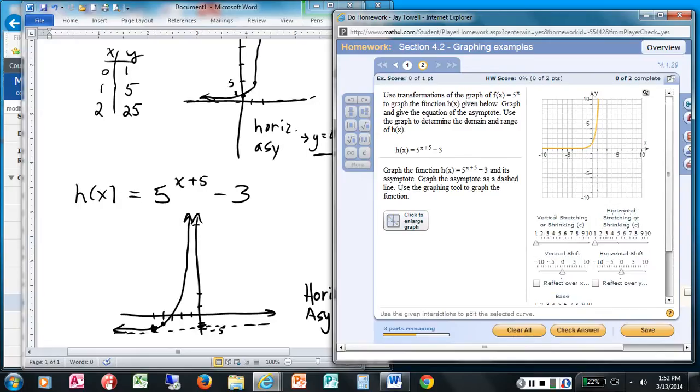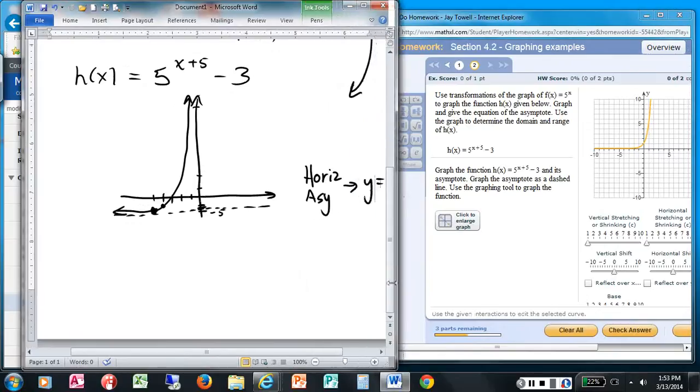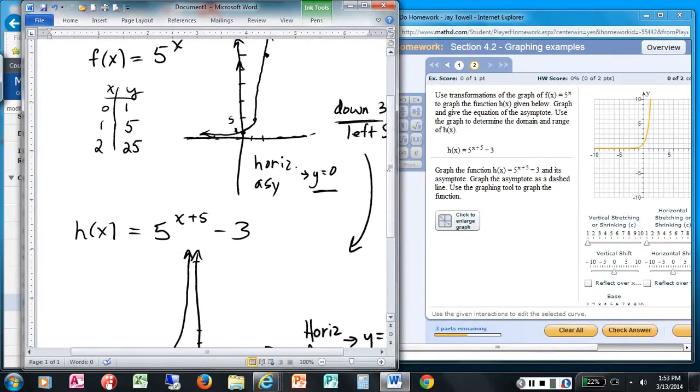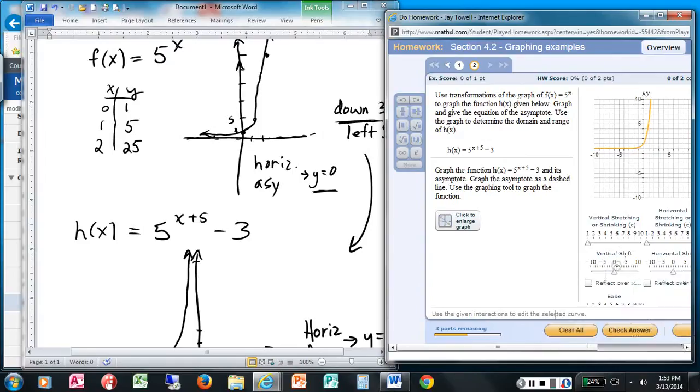All right, and so what it wants you to do here is tell it about the vertical stretching or horizontal stretching, which we don't have either one of those, or the vertical shift, horizontal shift, which we do have. We already said that our vertical shift here, up or down shift, we've got a downshift of 3, so that'd be a negative 3 vertical shift. So we're going to slide that little slider over there, if we can, to negative 3.